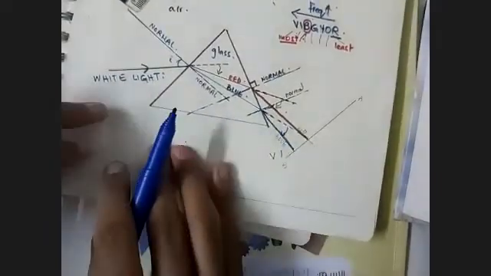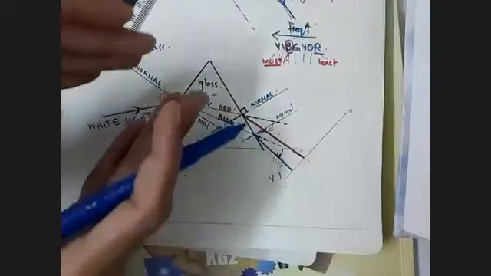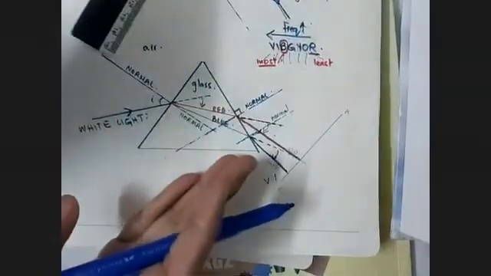Okay, so this is dispersion of light. Why is it called dispersion of light? Because it disperses or breaks the white light down into its 7 component colors.